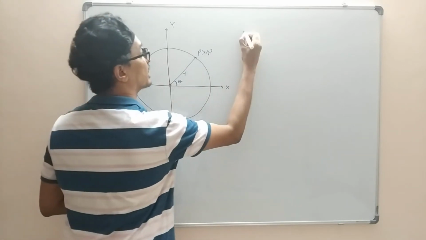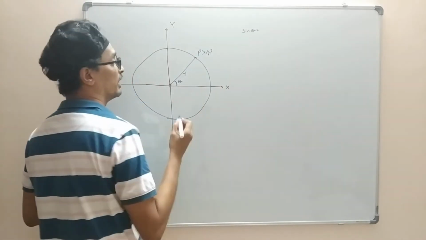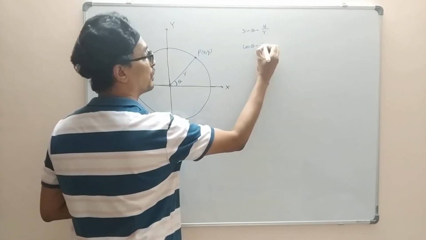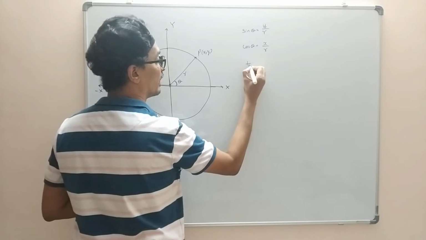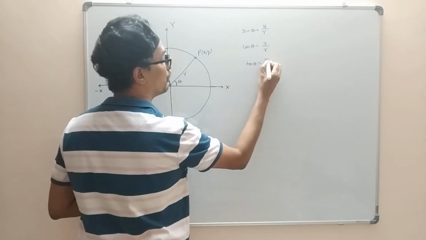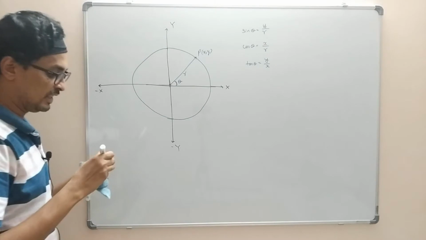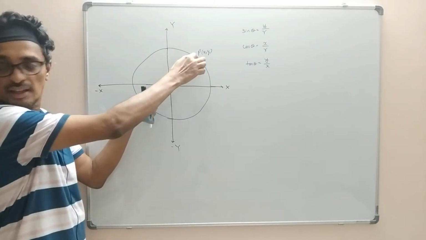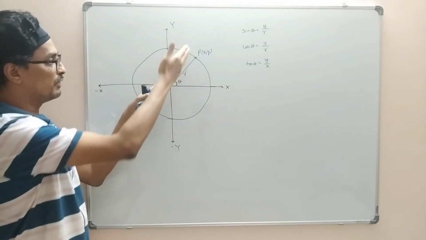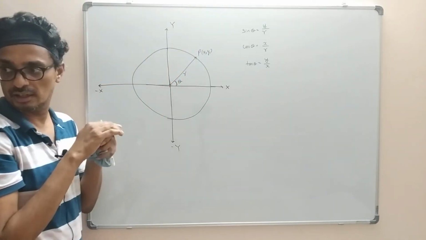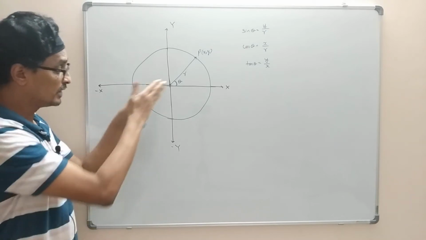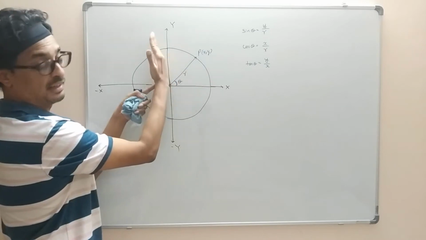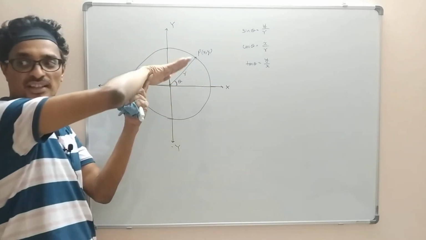So then sin theta is equal to what? Sin theta is y by r, cos theta is equal to x by r, and tan theta is equal to y by x. So all you have to do is give a point at the distance, and we can find all the trigonometric ratios from here. What is interesting is I can take theta from 0 to 90 and keep going up to 360 degrees.